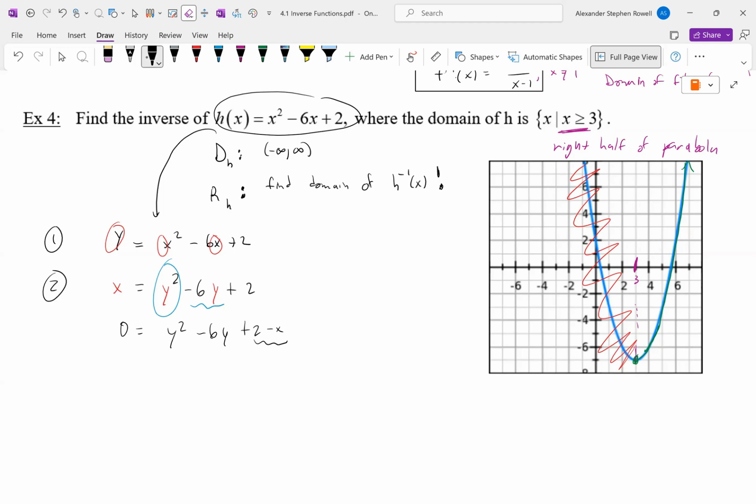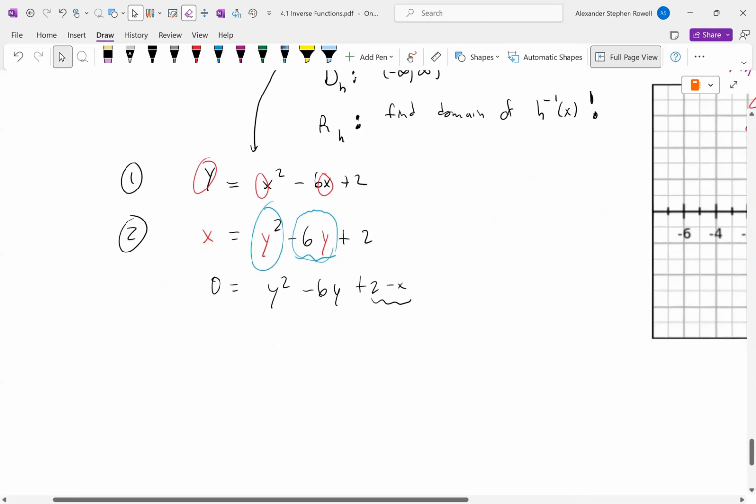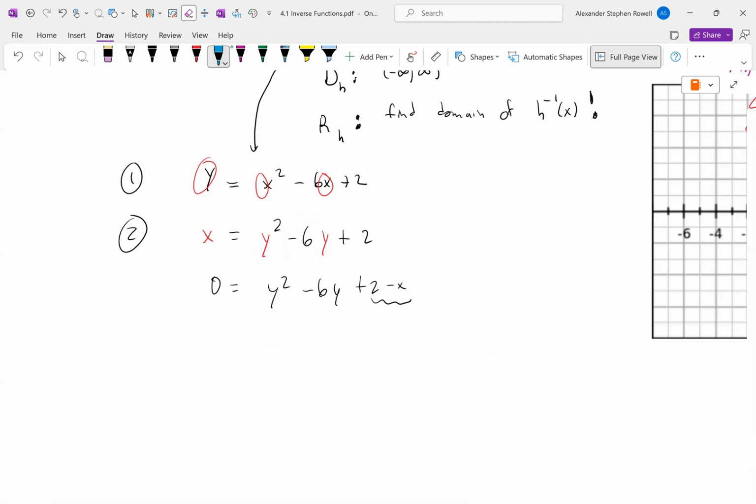If I have a y squared and a y, this is called quadratic in form. What are other options for solving quadratic equations? Quadratic formula or completing the square? Which one would you like to practice? Okay, let's do completing the square. To complete the square, I need to move this 2 to the other side. x minus 2 is equal to y squared minus 6y.